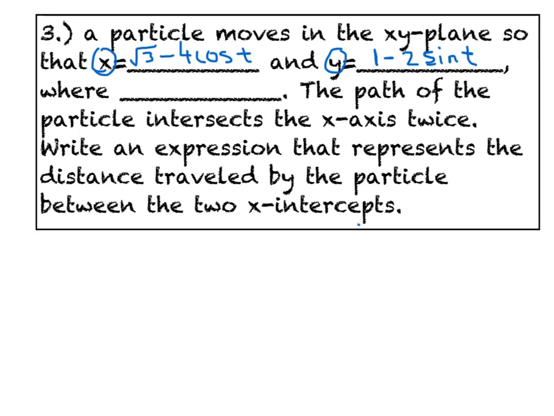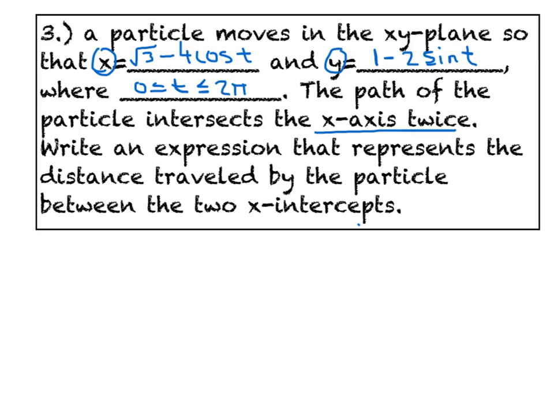So over here, y of t, it's just the position vector. Where 0 is less than or equal to t, which is less than or equal to 2 pi. So that's our interval. We don't have to worry about anything outside that interval. Now, here's where it gets interesting. It says the path of this particle intersects the x-axis twice. Write an expression that represents the distance traveled by the particle between those two x-intercepts.